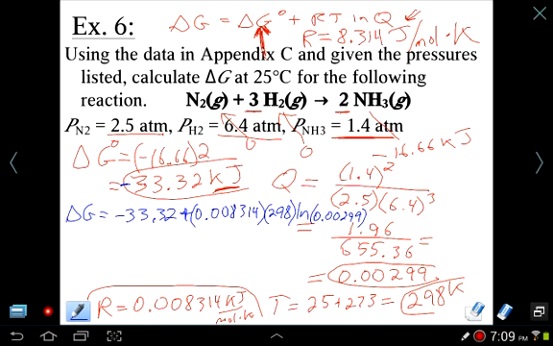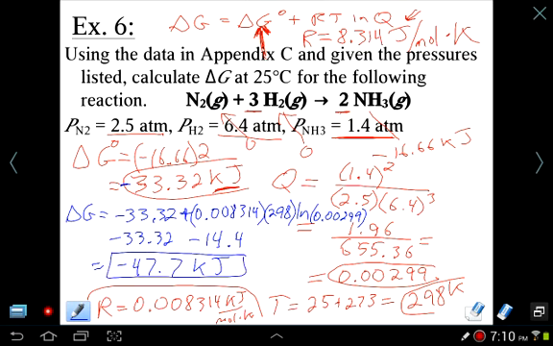Let's go ahead and evaluate these. I would begin with the natural log of 0.00299, then multiply by 298, and multiply by 0.008314, and we get negative 14.4 for this value. So we get negative 33.32 minus 14.4, for a total of negative 47.7 kilojoules.